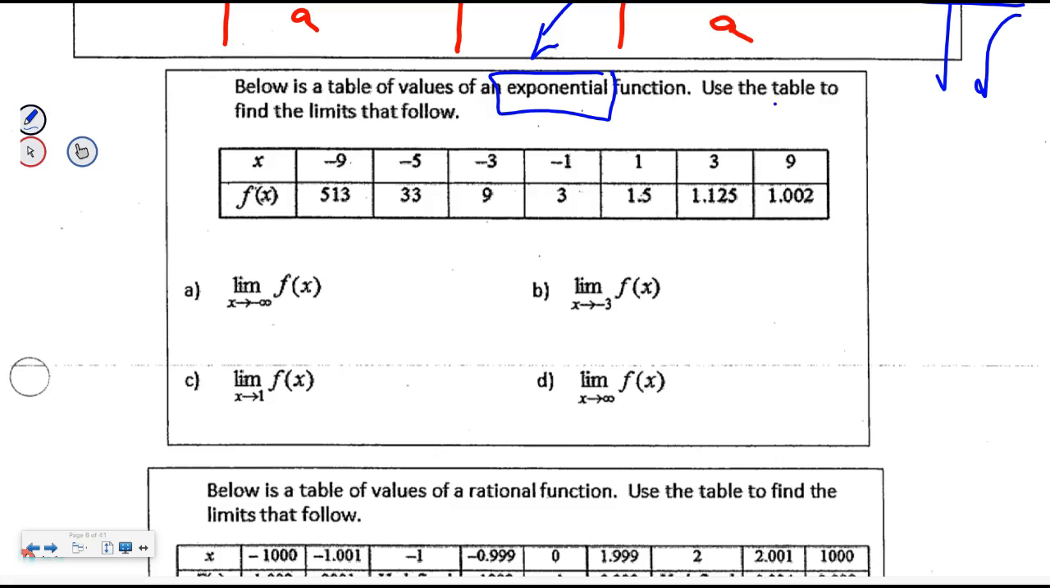But when it says exponential function, that's a parent function. We did one of them. We did e to the x. Do you remember what it looked like on your test? I had you draw it. What did e to the x look like? Those of you who drew it correctly on your test. Go ahead, somebody over here.